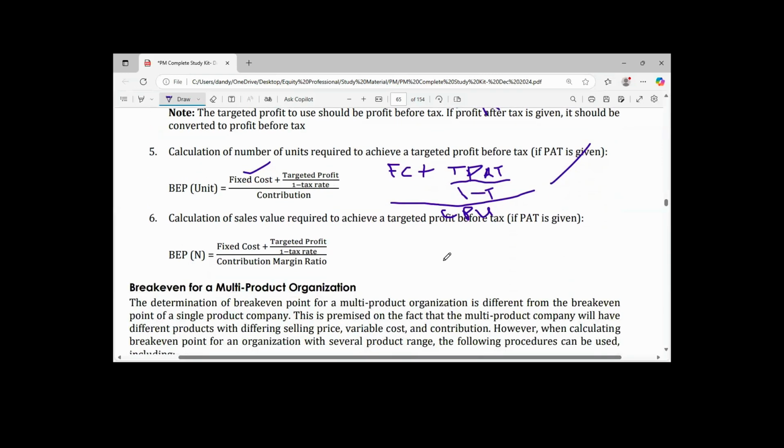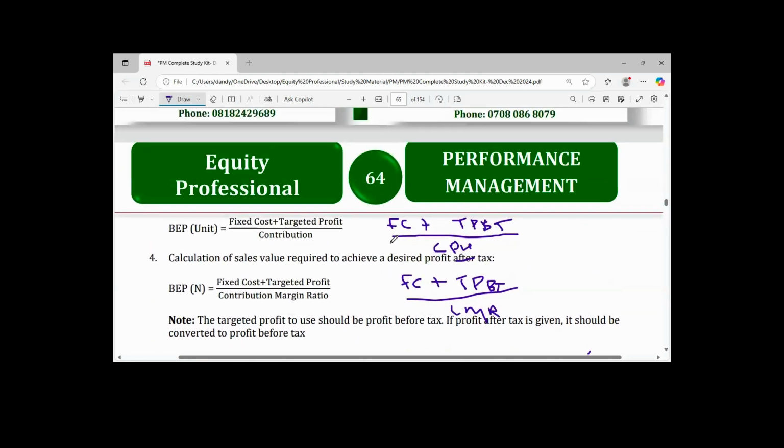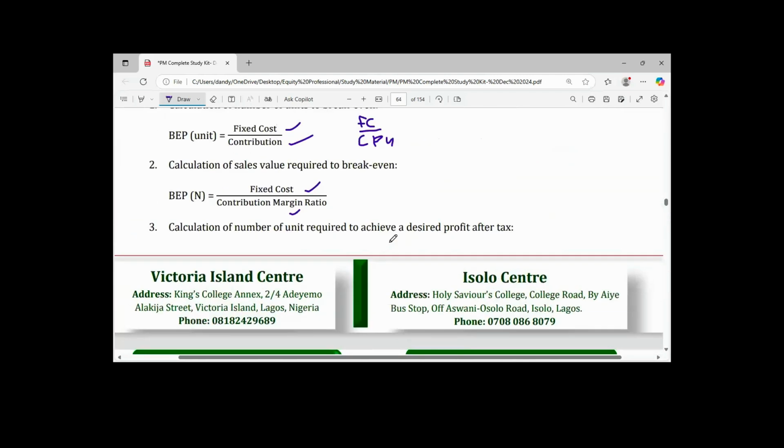Then the last one, the examiner can ask you to calculate sales value required to achieve a targeted profit. In this case, you are given profit after tax, so you also convert it to profit before tax. So to do this, the fixed cost plus targeted profits after tax given to you divided by 1 minus tax rate, then all divided by contribution margin ratio. That is the formula that you are going to use to compute the break-even point in Naira, where profit after tax is given. So these are the six relevant formulas that you can use to compute break-even points, okay?